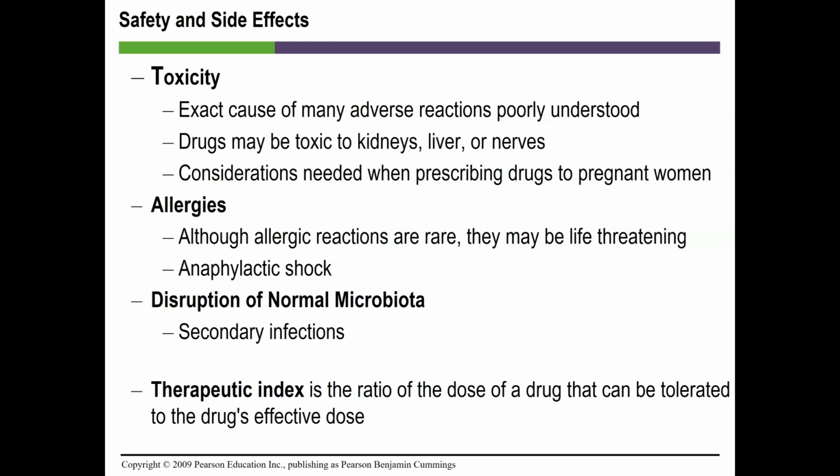When considering the safety and the side effects, there are a couple of things to keep in mind. So, drugs can be toxic, right? They have a toxicity associated with them, and that is what gives you the side effects of the drugs. Sometimes the exact cause is not really understood, and drugs could be toxic to the kidneys, the liver, nerves, even things like tendons, right?